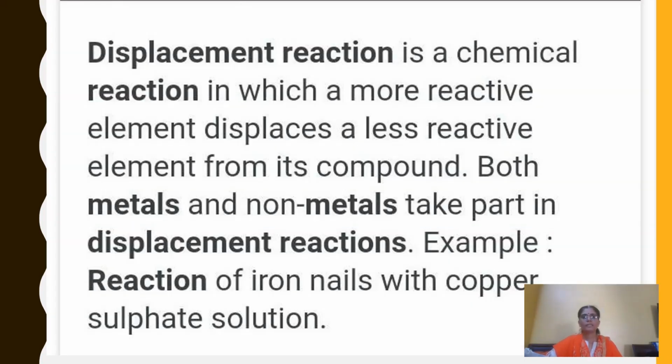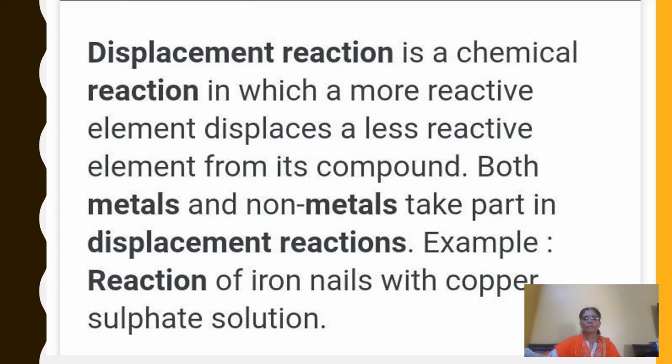Now let's start with displacement reaction. Displacement reaction is a chemical reaction in which a more reactive element displaces a less reactive element from its compound. That is, element here indicates whether it can be metal or non-metal. Both metals and non-metals take part in displacement reactions.